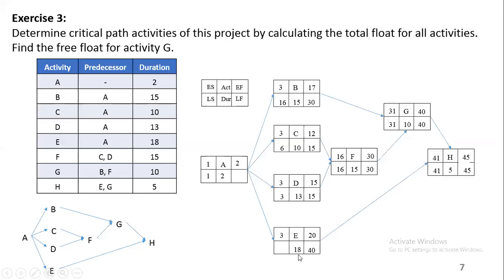40 minus 18, 2, plus 1, 20. How much? 40 minus 18 should be 22, isn't it? 22, yes, plus 1 is 23. What should come here? 22. Okay, so we have done a forward pass and backward pass.